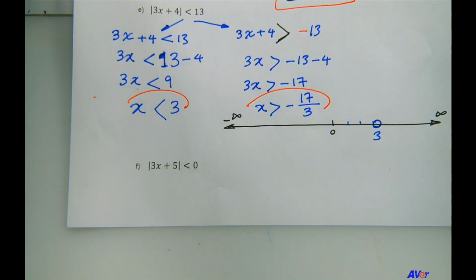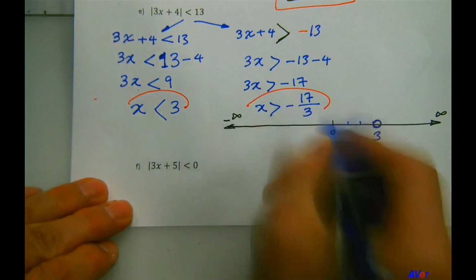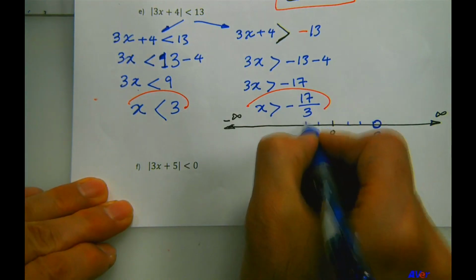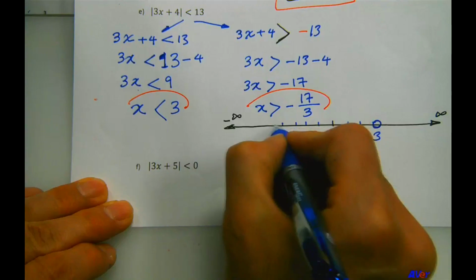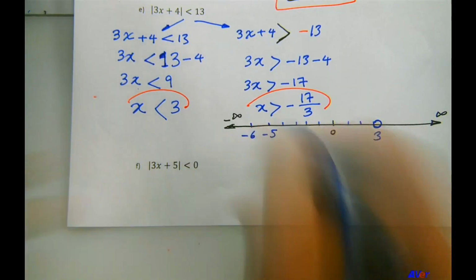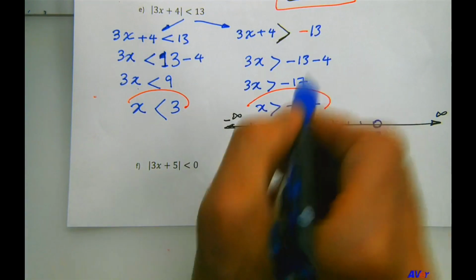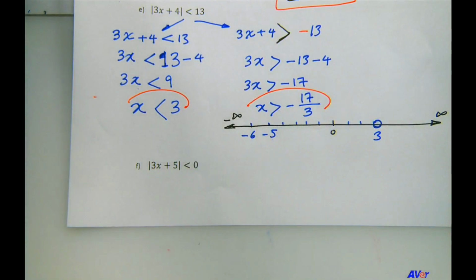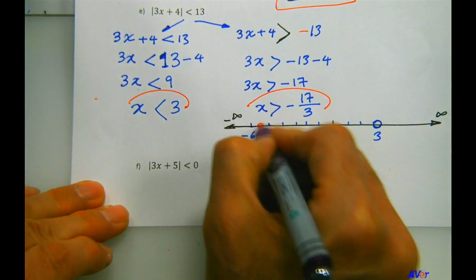17 over 3 is a little bit over 5, right? So 5 something. But this is negative 5, so negative 1, negative 2, negative 3, negative 4, negative 5. So that's negative 5, and this is negative 6. So negative 17 over 3 is somewhere here, somewhere there.